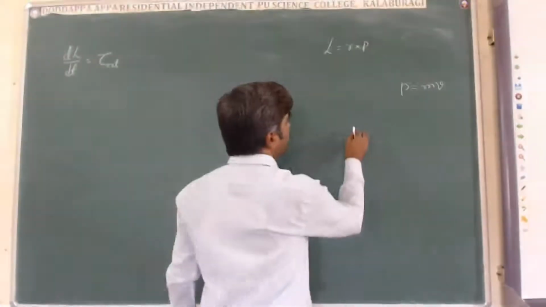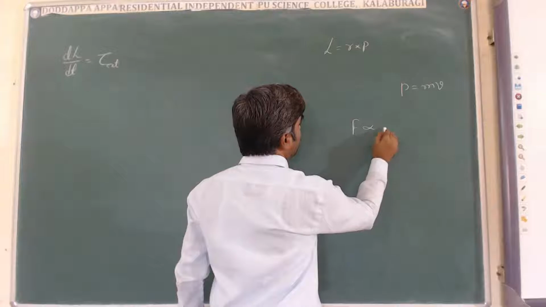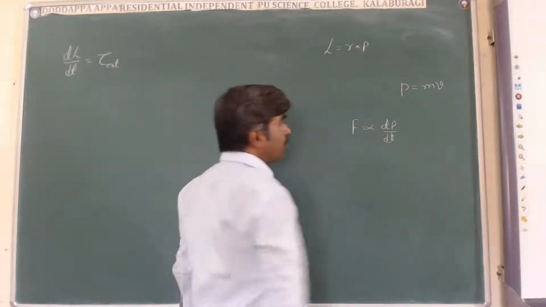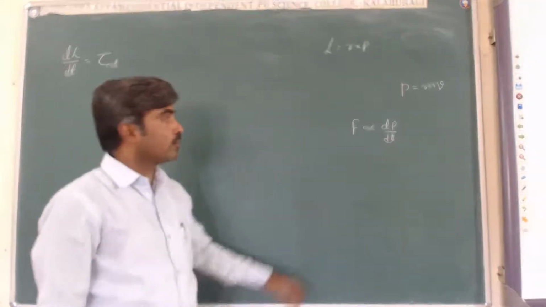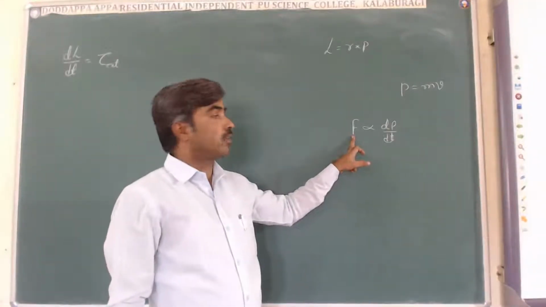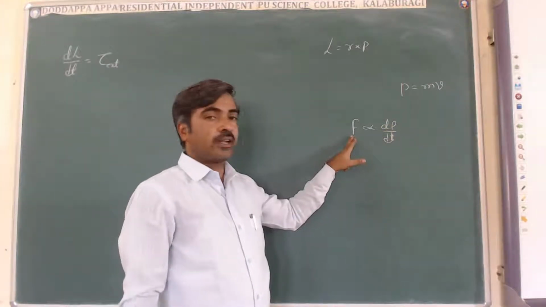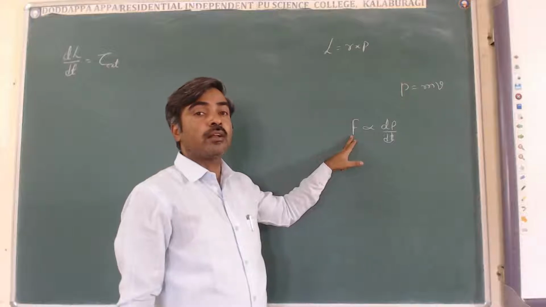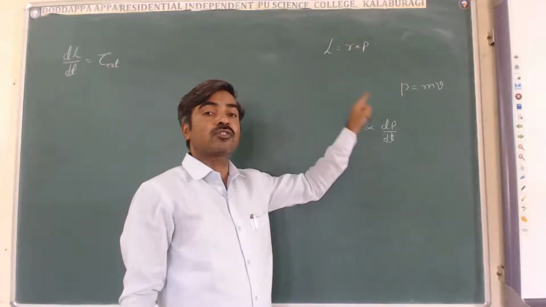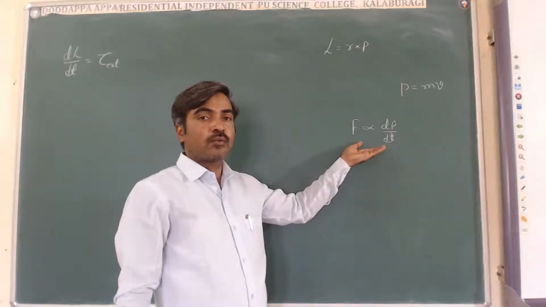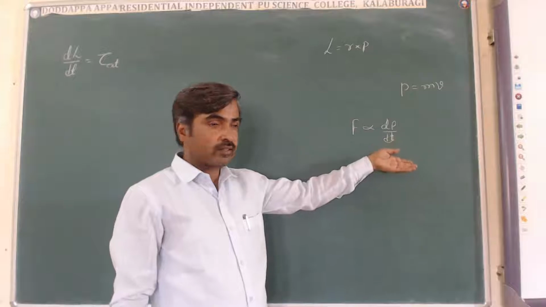Now we go back to the previous topic where Newton's second law has been explained. That is, force is directly proportional to dp/dt. The rate of change of linear momentum is always directly proportional to the force applied on the body, and the body moves in the direction of force. That is Newton's second law. In this equation, we have proved F = ma.